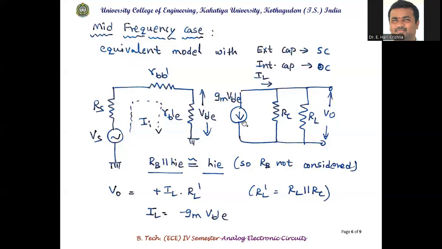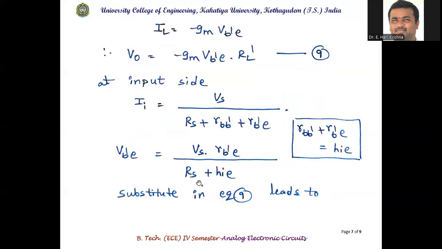The dependent current source and load current are opposite in direction. So we can say IL is equal to minus GM VB dash E. We substitute this in the equation. So IL is equal to minus GM VB dash E, and substituting in V0, V0 is equal to minus GM VB dash E RL dash.